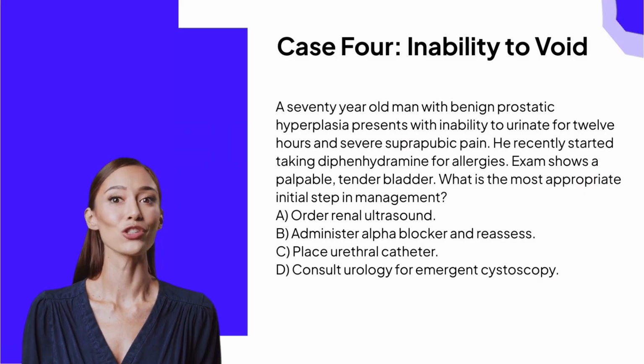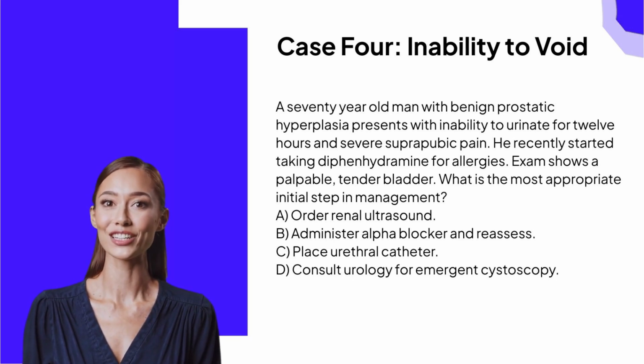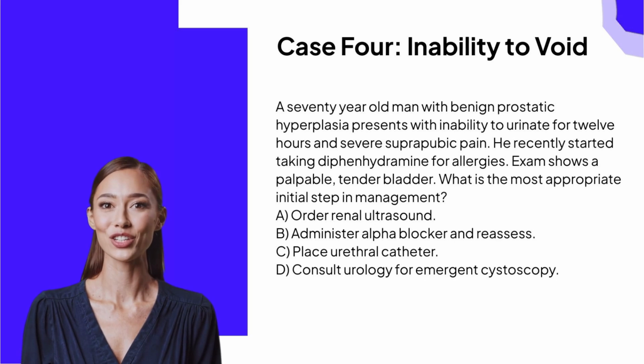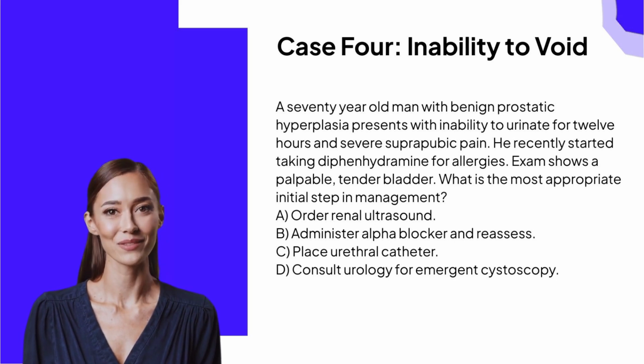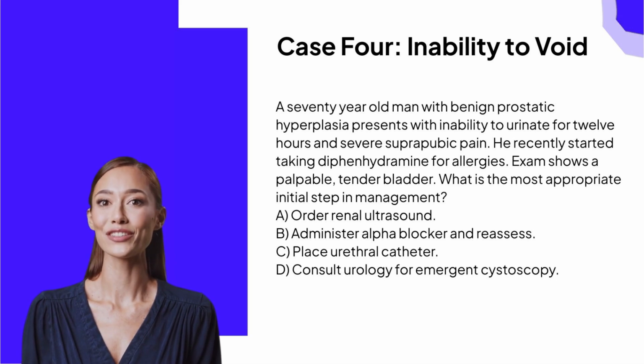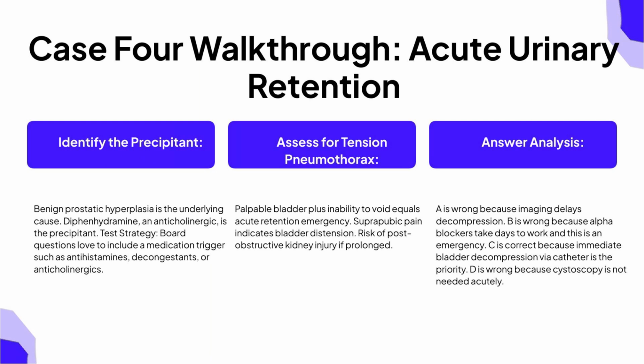Case 4 shifts to urinary retention. Key details: 70-year-old man with BPH, can't urinate for 12 hours, severe suprapubic pain, recently started diphenhydramine, exam shows palpable tender bladder. Multiple clues here: the underlying condition, BPH, the precipitating medication, the time course, and the physical exam findings. What's the most appropriate initial step? Think through your options. Let's walk through this acute urinary retention case.